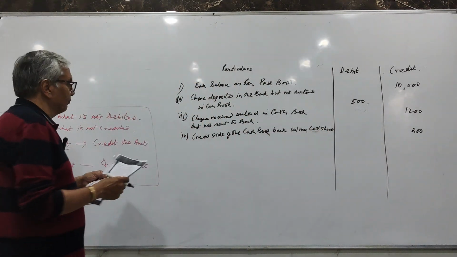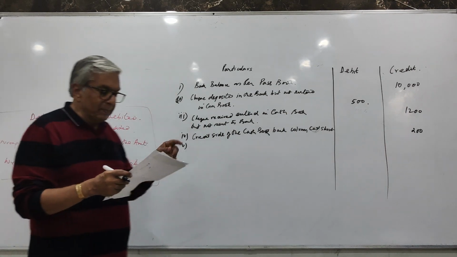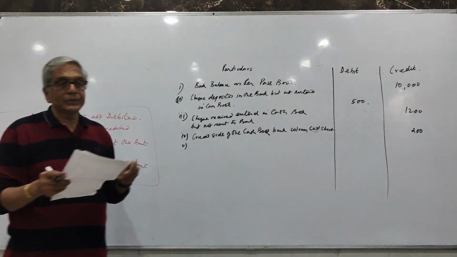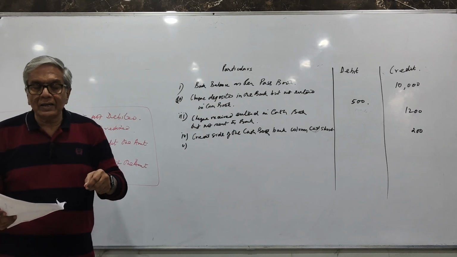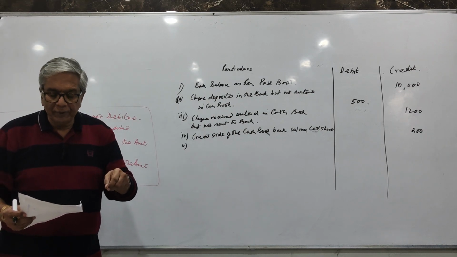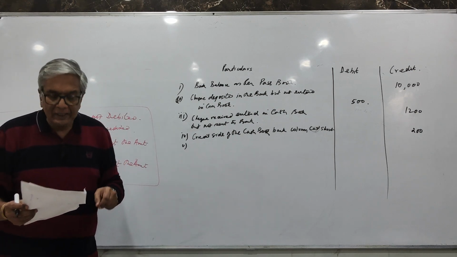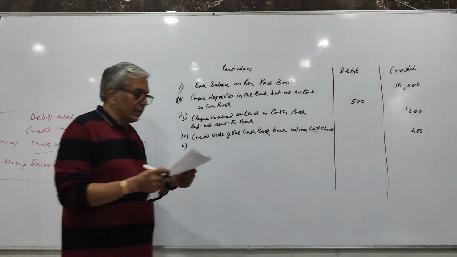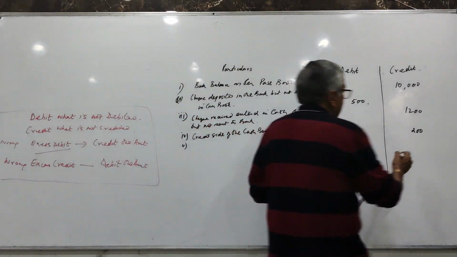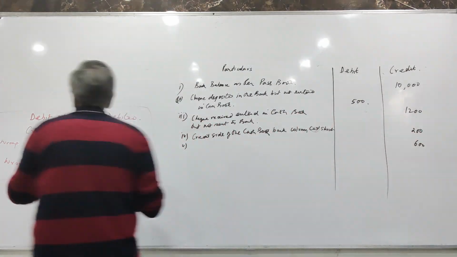Then we have fifth, insurance premium paid directly by the bank under the standing advice. Now listen to me. At times we give instructions to the bank that you make payment on our behalf. Bank has made the payment on our behalf. Bank has debited this amount, but we have not credited the bank. That is 600 rupees.